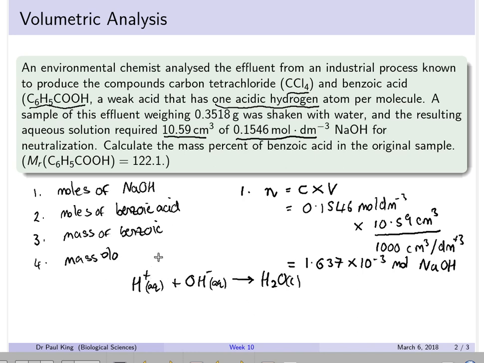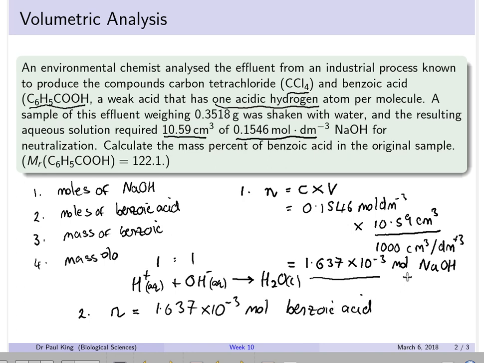So you can see that the ratio of acid to base is 1 to 1. So the number of moles of benzoic acid that must be present is going to be the same as the number of moles of sodium hydroxide that we used in the titration. So to answer point 2, the number of moles of benzoic acid is equal to the number of moles of sodium hydroxide, which is 1.637 times 10 to the minus 3 moles of benzoic acid. Okay, so we've answered the first 2 points.